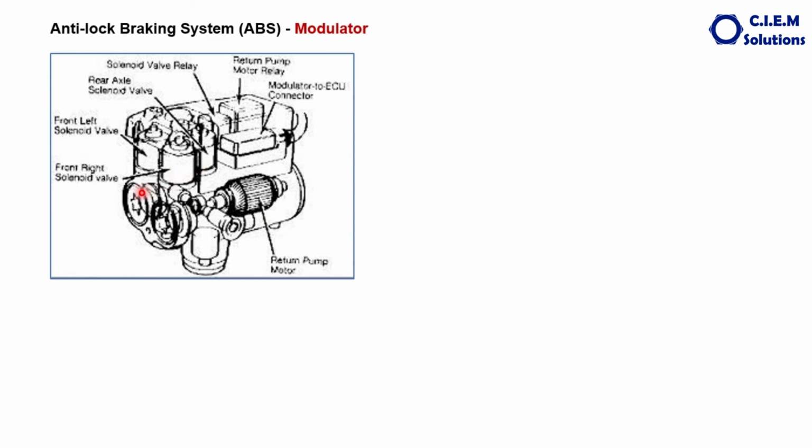and these are the solenoids, various solenoid valves inside this modulator valve: front left solenoid valve, front right solenoid valve, rear solenoid valves, these two solenoid valves. Then the solenoid valve relay will be there. Return pump motor. This design depends upon the vehicle manufacturer's design. So the modulator to ECU connector will be there like that.